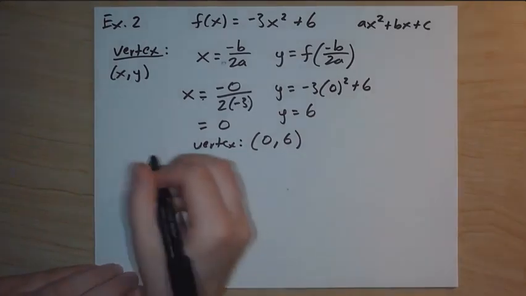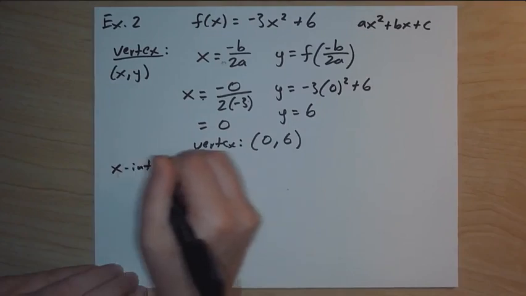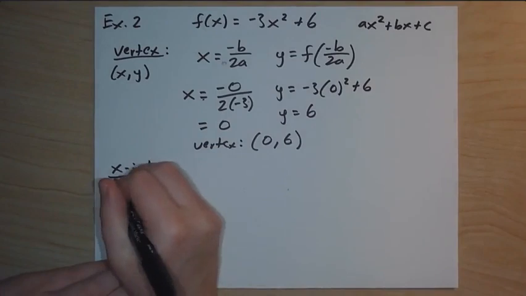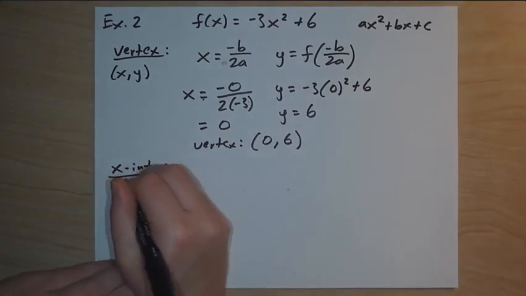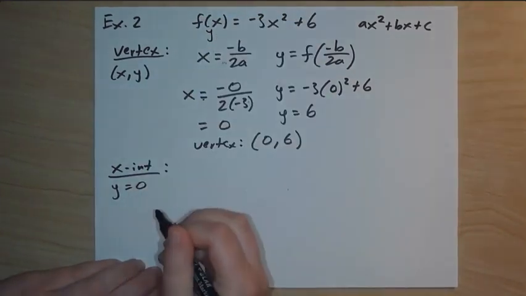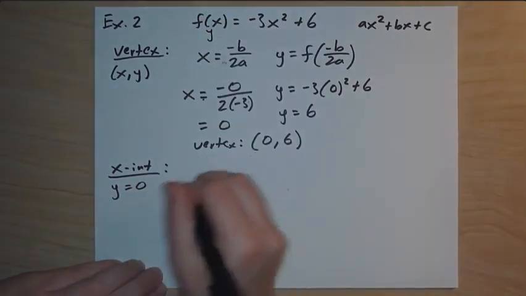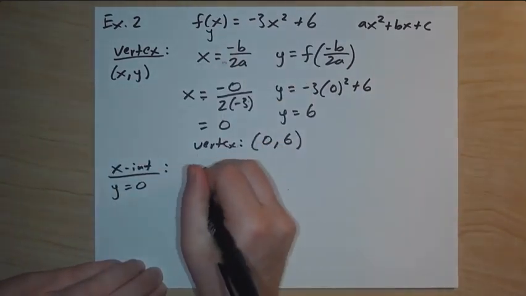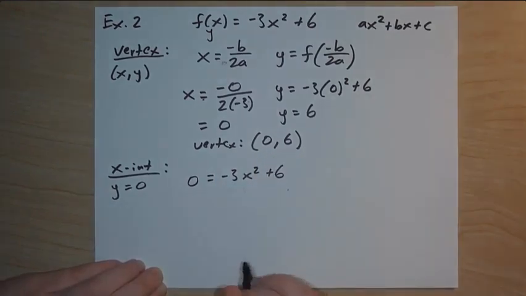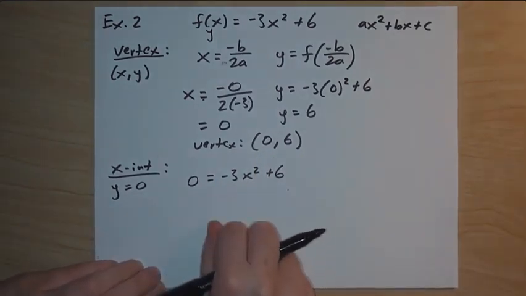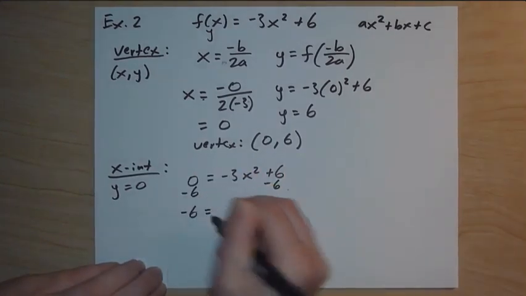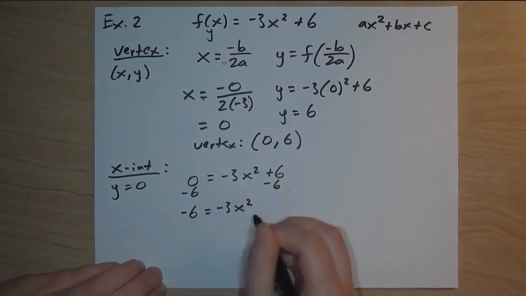Moving on to our x-intercepts. Our x-intercepts are when our y value equals 0. So f of x is the same thing as y in this case. So we can substitute 0 in for our y. So this is 0 equals negative 3x squared plus 6, and then we're going to solve for our x here. So I'm going to subtract 6 on both sides. This is negative 6 is equal to negative 3x squared.